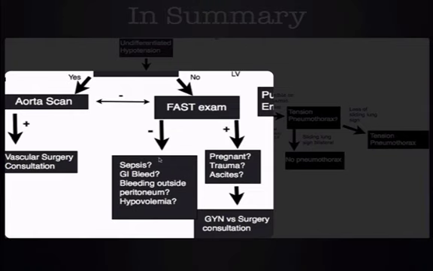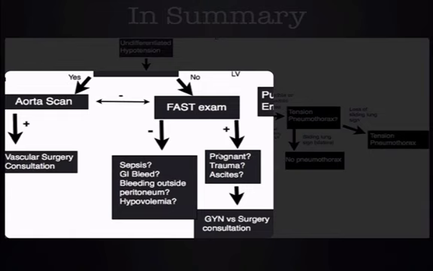If the FAST exam is negative, then your suspicion turns to pathology such as sepsis, GI bleed, bleeding outside of the peritoneum, or hypovolemia just from vomiting and diarrhea. If the FAST exam is positive, you have to ask yourself, is this patient pregnant? Has there been any trauma in the history? Could this just be ascites?